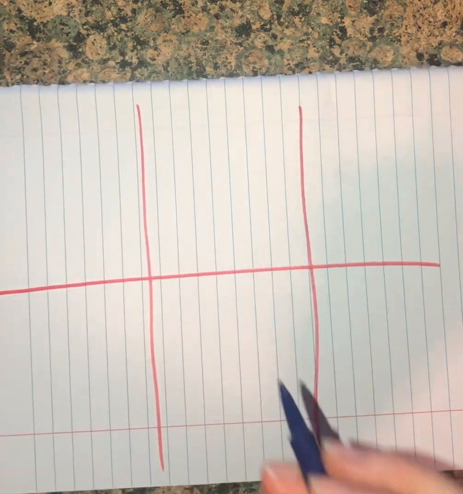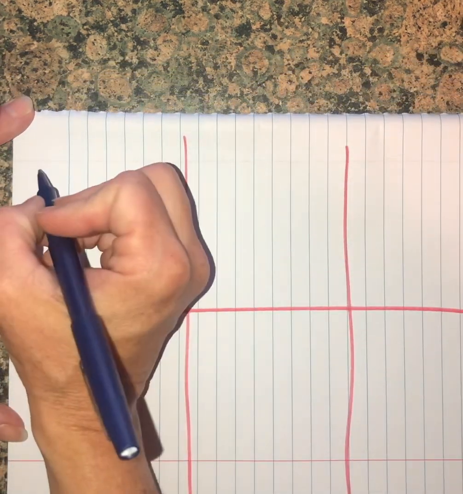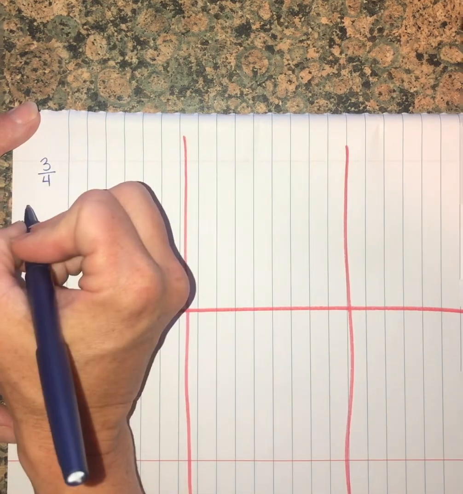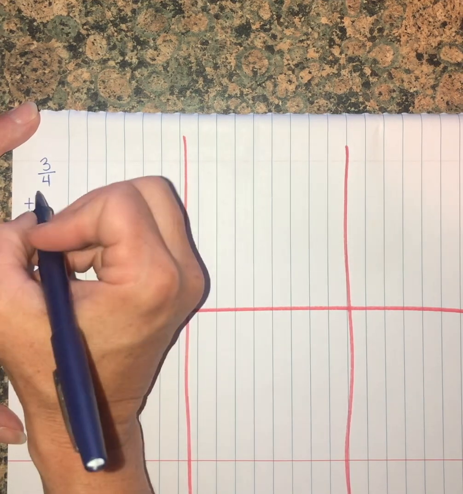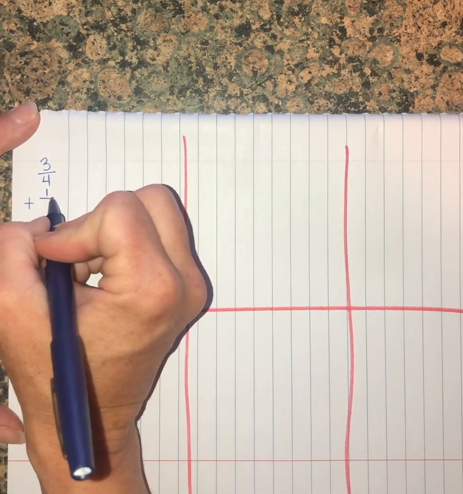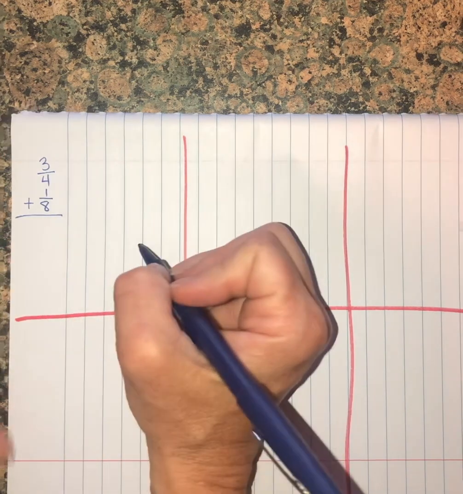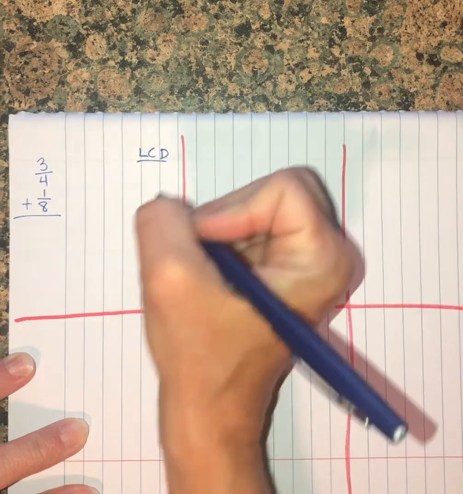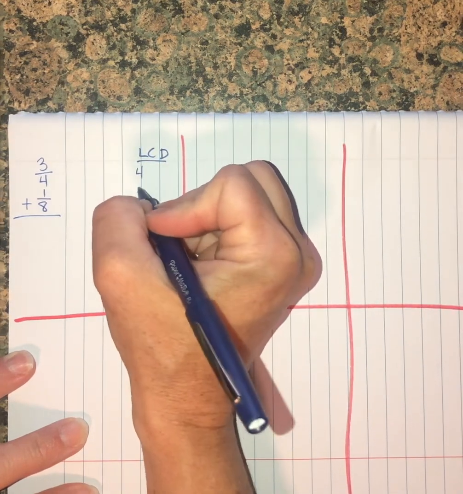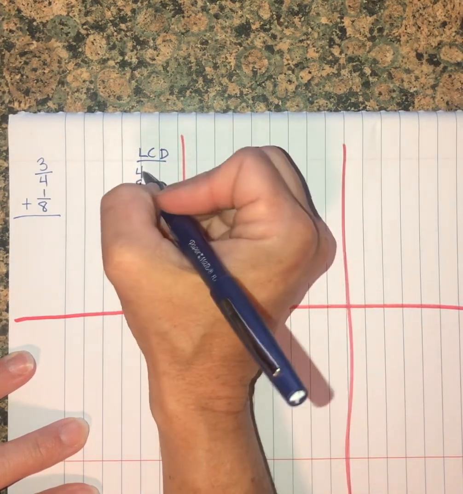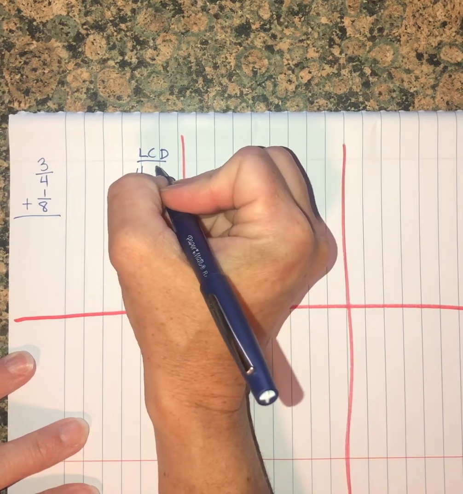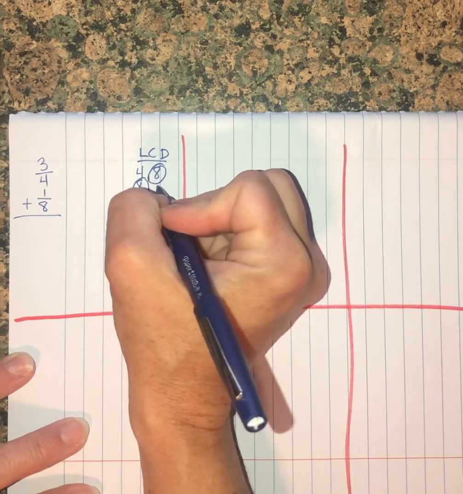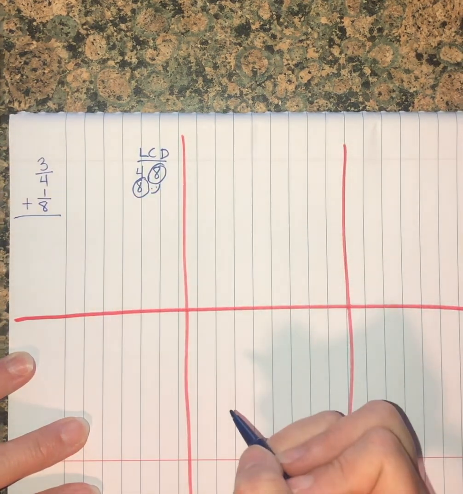Let's do 3/4 plus 1/8. So the first thing we're going to do is find the least common denominator, our LCD, of 4 and 8. When we do this, we list out the multiples until we find somebody in common, and right off the bat, ding, ding, ding, this 8 works.